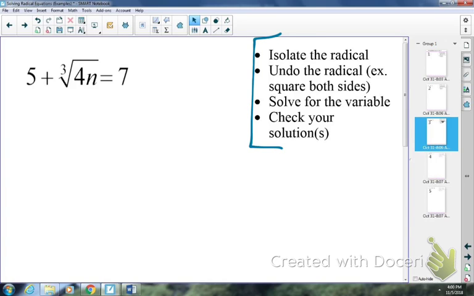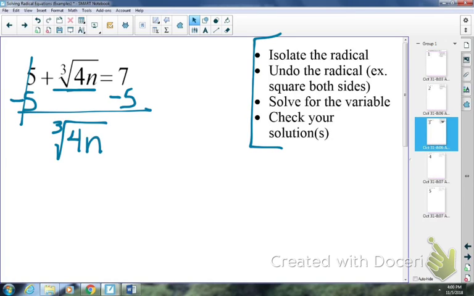So step number 1, we are going to isolate the radical. So again, notice this cube root is not on a side by itself. We have this 5 out in front. So since it's 5 plus the cube root of 4n equals 7, to get rid of the 5, we are going to subtract 5 from each side. So we have the cube root of 4n equals 7 minus 5, which is 2. So again, we isolated the radical. The radical is now on a side by itself.